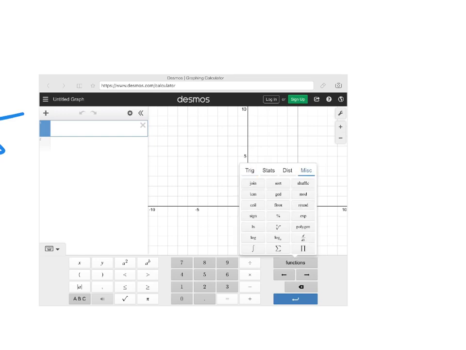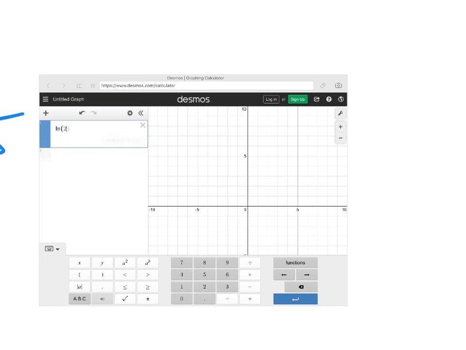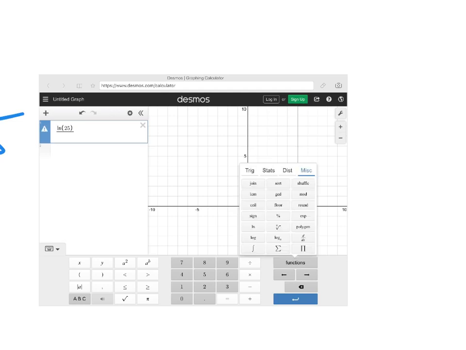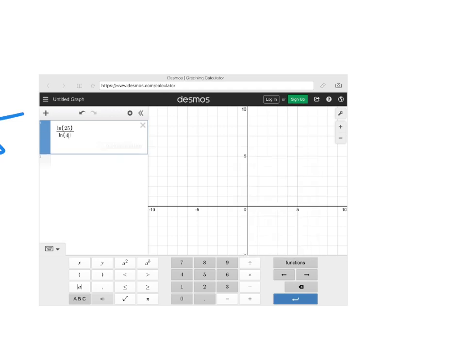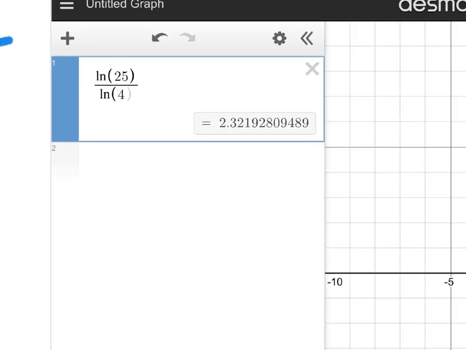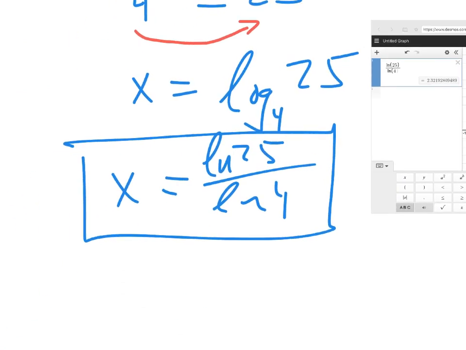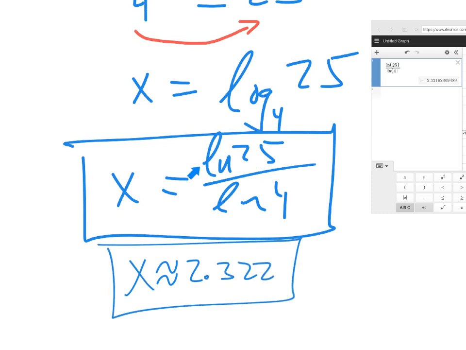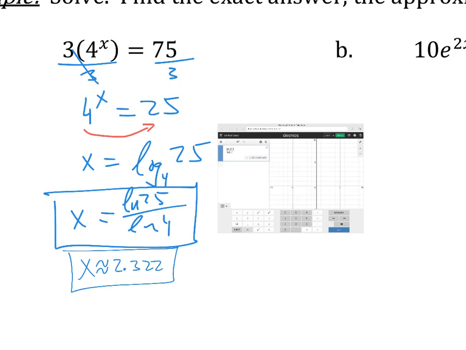So we got the natural log of 25. And then we're going to divide by the natural log of 4. And there it is. 2.322 is good. Okay, 2.322, so x is approximately 2.322. So again, we have an exact answer here with the logs, and an approximate answer with just the decimals there.